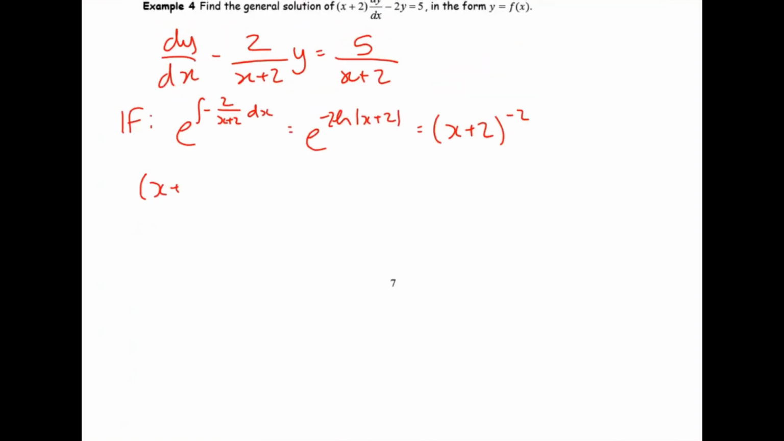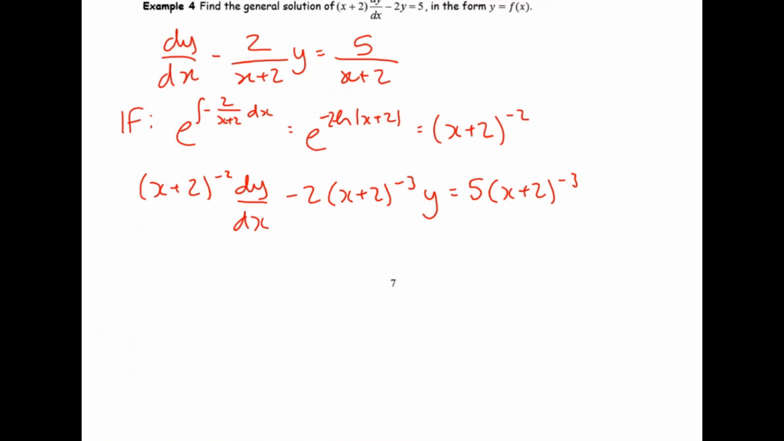So I have x plus 2 to the minus 2 dy by dx. Now x plus 2 to the minus 2 times 2 over x plus 2. Well, 2 over x plus 2 is the same as 2 times x plus 2 to the minus 1. So x plus 2 to the minus 2 times x plus 2 to the minus 1. If I add those powers, I get minus 2 times x plus 2 to the minus 3 times y. And again, on the right hand side, that's 5 times x plus 2 to the minus 3.